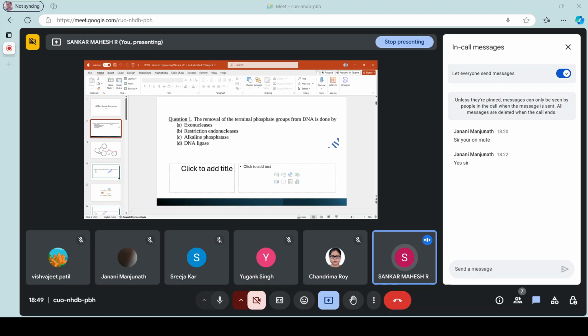We discussed the different kinds of enzymes that we use. Exonucleases are those that cleave from the 5' end to the 3' end. Restriction endonucleases are those nucleases that recognize a specific site and cleave either at that site or away from the site, depending on the type of restriction endonuclease. There are four types; we might possibly discuss that. Alkaline phosphatase is the one that can remove a 5' phosphate and convert it into a 5' OH group. Whereas DNA ligase ligates a 5' phosphate with a 3' OH.